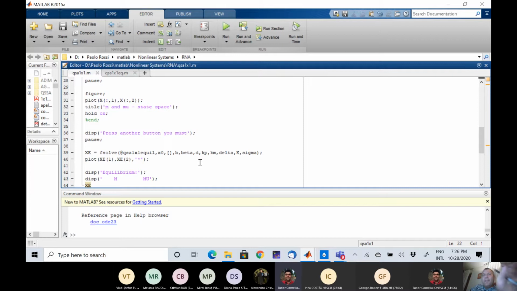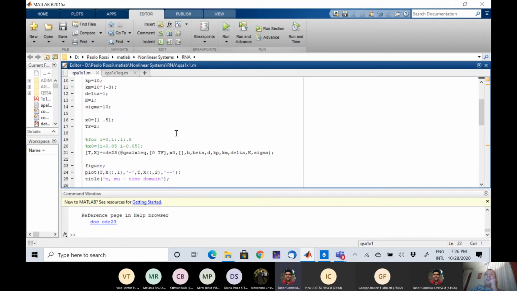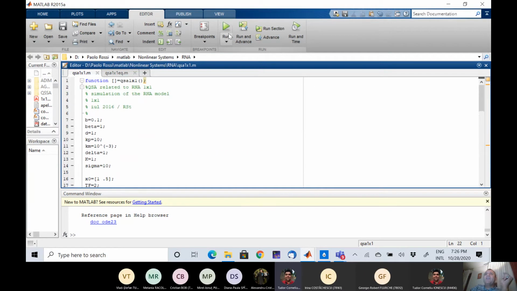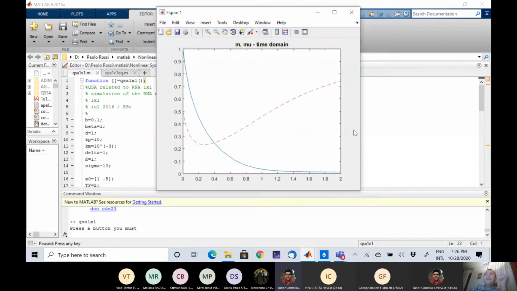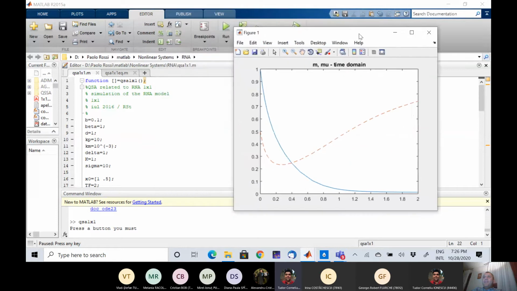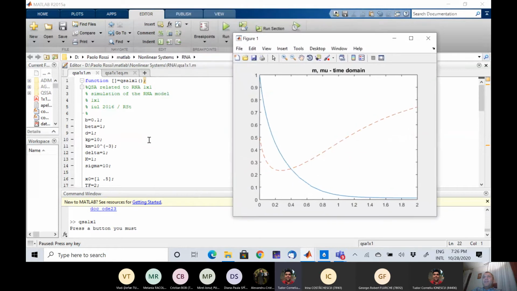Furthermore, and this is something that I will not explain now, you can look for equilibrium points numerically, and plot them in the state space where you have the trajectories. Now let's run the routine, okay? And I will put this aside just to judge a little bit what we have here.